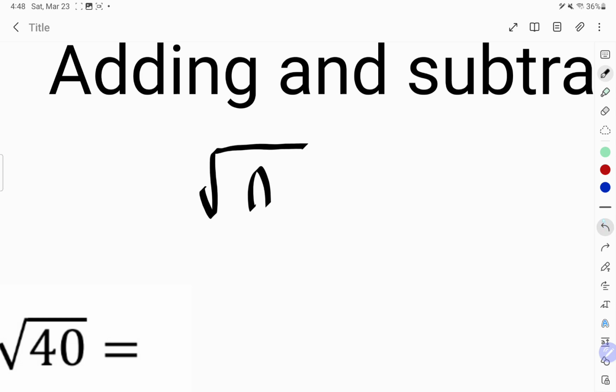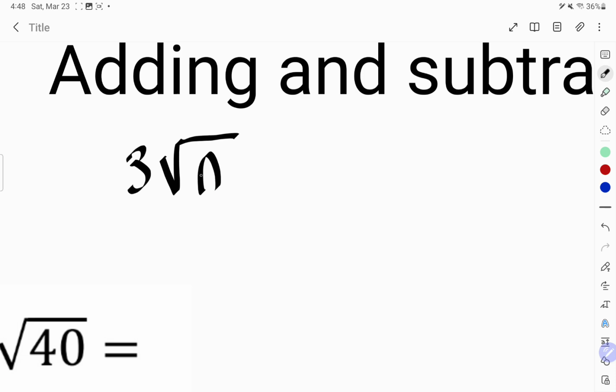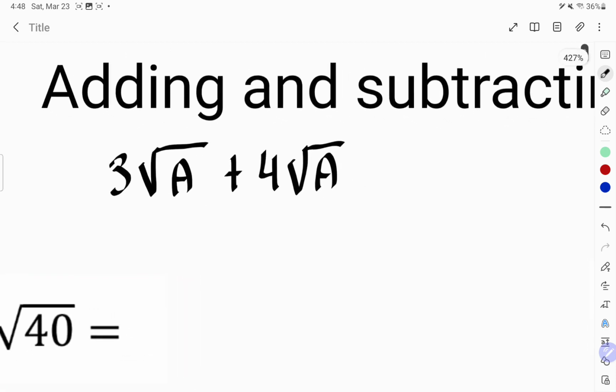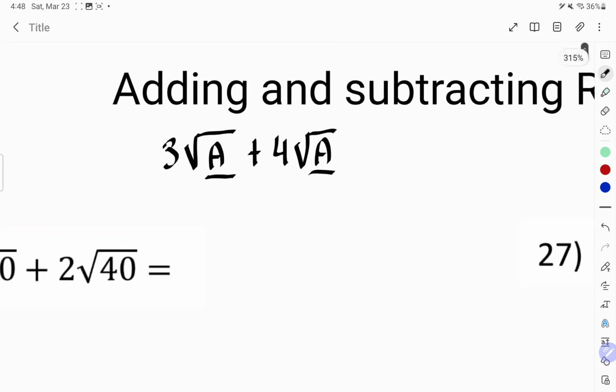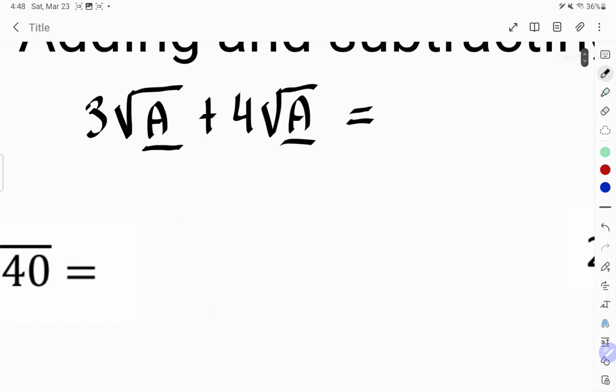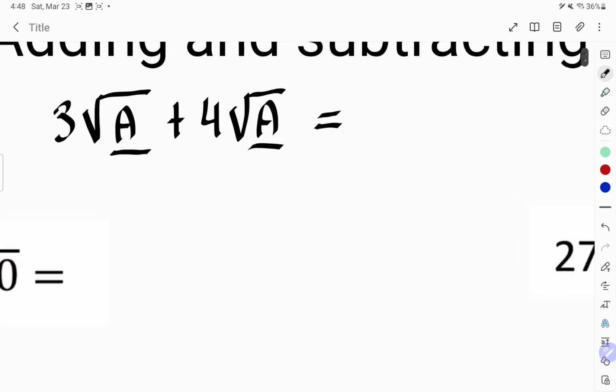Let me put an example right here. Let's say we have 3 square root of a, plus 4 square root of a. Now, you need to have the same radicand in order for you to add or subtract. In this case, we have the same radicand, so all you're going to do is look at the operation and combine your coefficients. That means the number in front of your square roots. So 3 plus 4 is 7 square root of a.